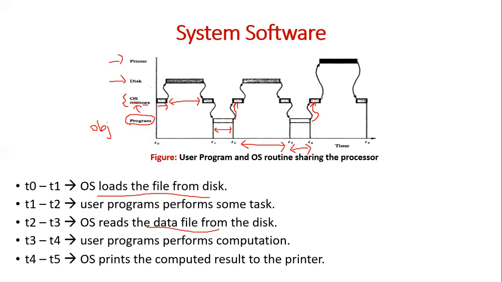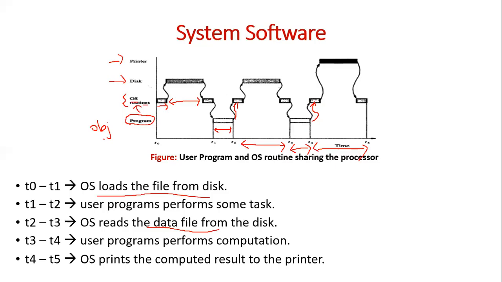Again, the appropriate routine in the operating system performs this job on behalf of the application program. It gets the result and prints it on the printer. The printing is happening between T4 to T5. The OS prints the computed result to the printer. That is, the OS will just write the data to the print buffer or the buffer register. Then the printer will print at its own speed. So this is how the application program and the operating system communicate.